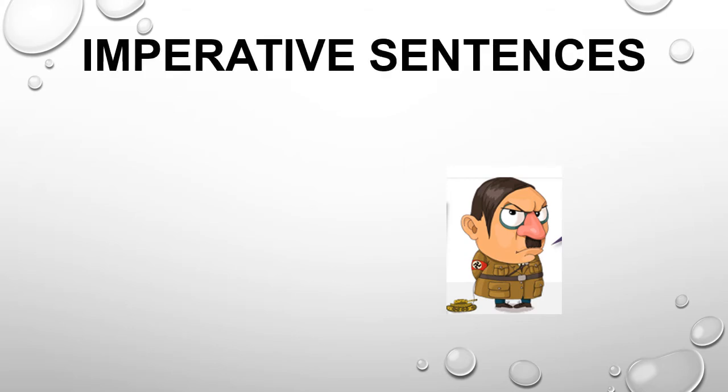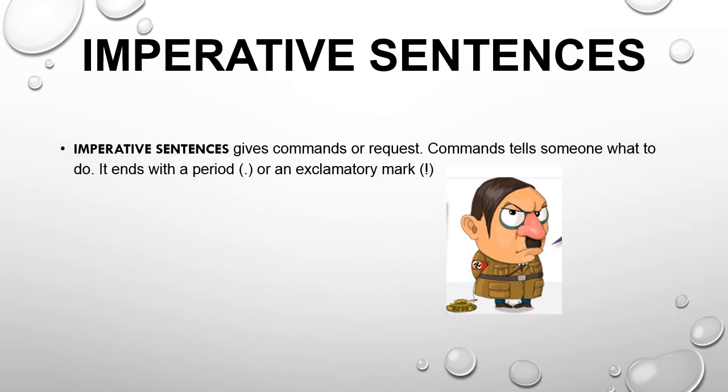These sentences are called imperative sentences. Now, what are imperative sentences? Imperative sentences give commands or requests. So imperative sentences are nothing but that you give a command to someone or you request someone. Commands tell someone what to do and end with a period or an exclamation mark. So if you're requesting someone or commanding someone, we have that type of sentence known as imperative sentences.